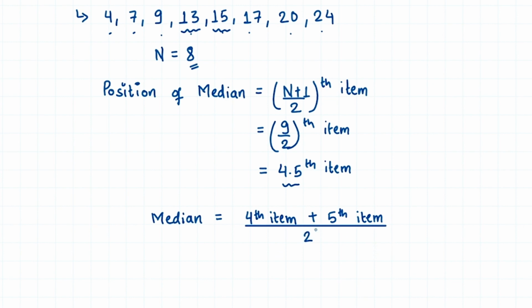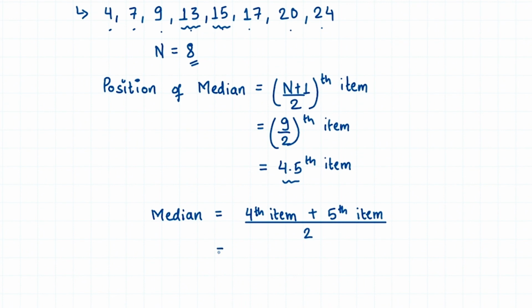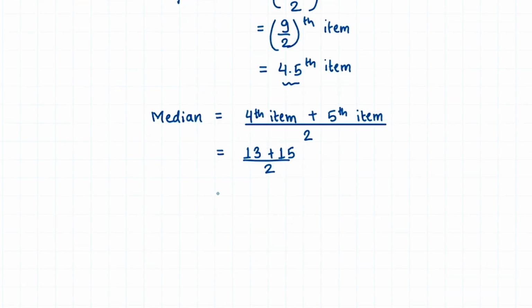Okay, so that's our average of the fourth and fifth item. And we know that our fourth item is 13 and our fifth item is 15, and we have our divided by 2. So this is going to be equal to 13 plus 15 is 28 divided by 2, which equals 14. Okay, and that's it. That's our median.